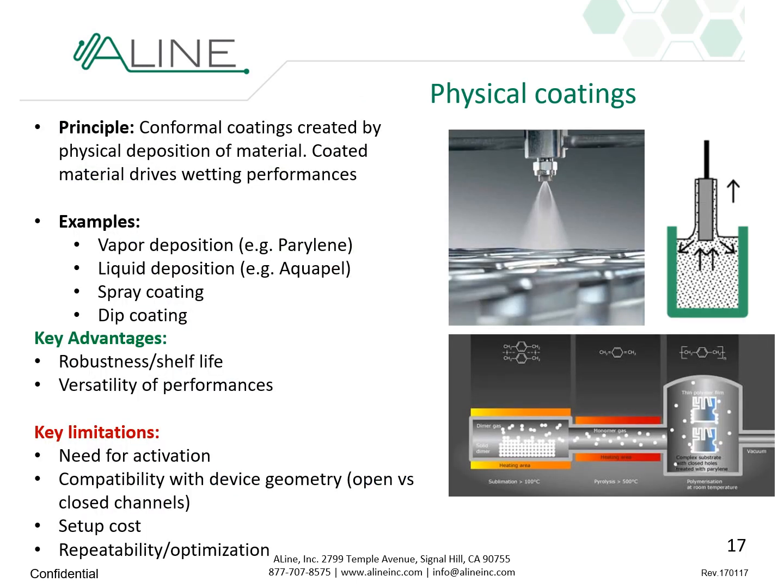Once we have a starting point, we might not be able to achieve the contact angle that we're looking for with the native material. And so some examples of methods to change the wetting properties is the use of physical coating. So the principle here is you're using conformal coating created by physical deposition of a material. The coated material then basically covers the original surface, and then it drives the wetting performances. Some examples of this process is like a vapor deposition.